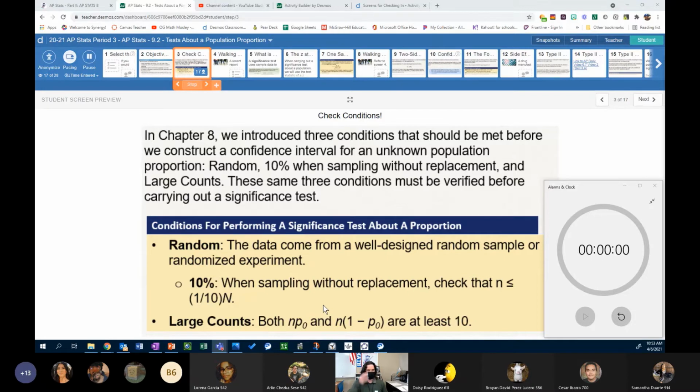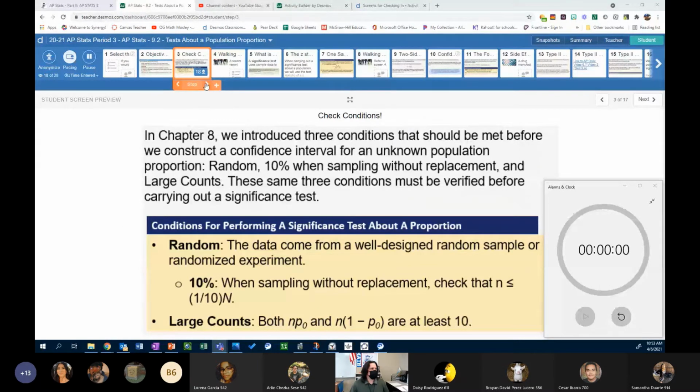These 3 things are checked during the plan part of our 4-step process. After we state what we're going to do, the next thing is plan, which has to do with checking our conditions.